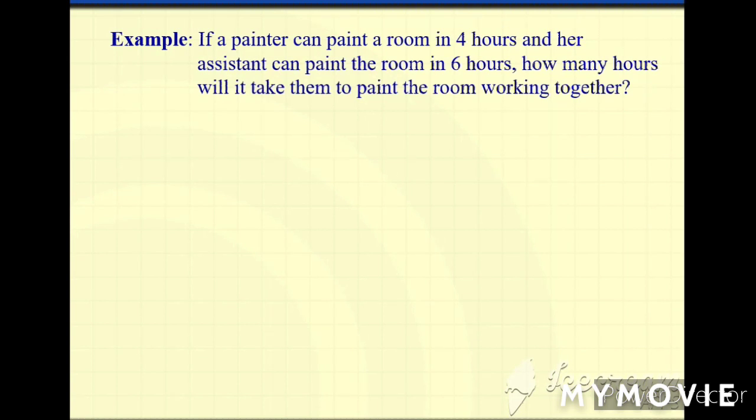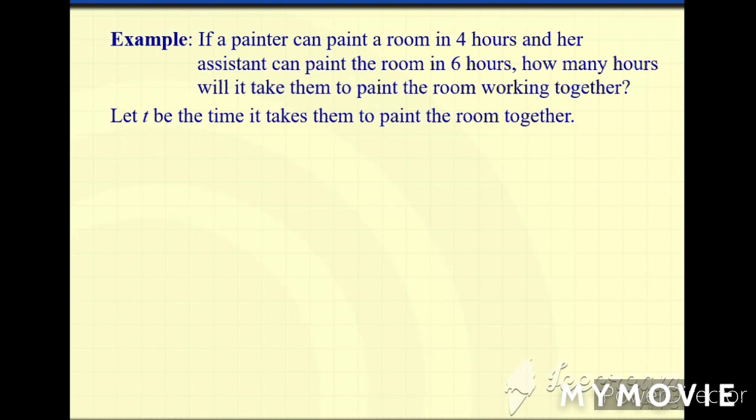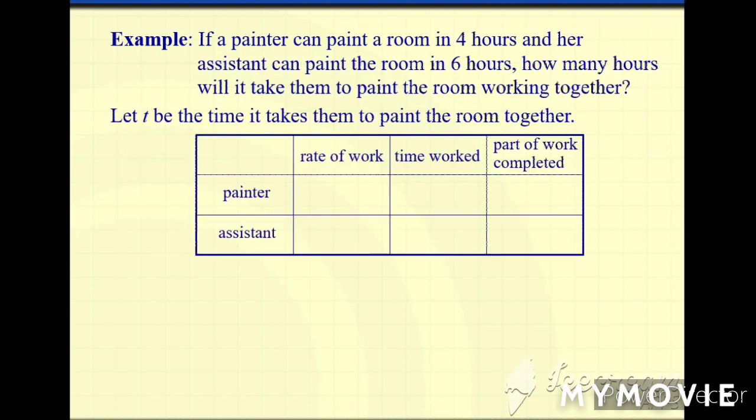If a painter can paint a room in 4 hours and her assistant can paint the room in 6 hours, how many hours will it take them to paint the room working together? So let T be the time it takes them to paint the room together. So we can have our illustration.